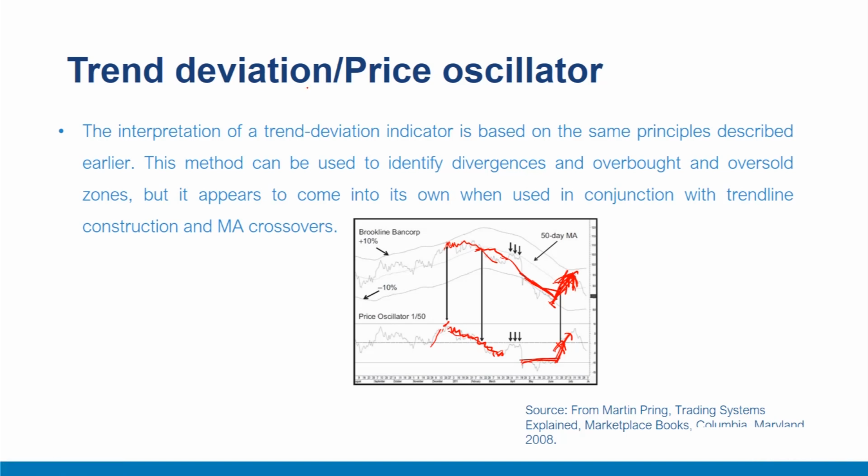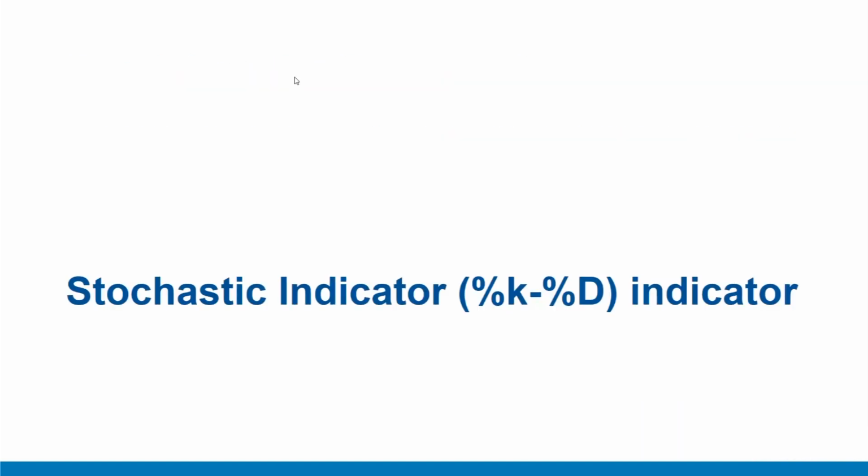To summarize, in this video, we discussed the construction of trend deviation or price oscillator. Next is the stochastic indicator or percent K, percent D indicator. In this video, we'll discuss the role of stochastic indicator in predicting price trends.